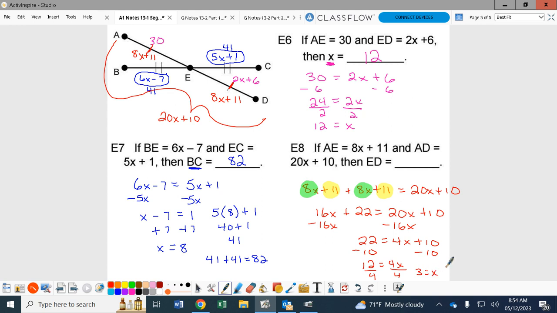Again, your geometry teacher is not going to reteach algebra. You need to know how to solve equations when you get there. You're going to then take that and use that to find ED. We put on here what ED was equal to. We wrote it on there, so we have to plug back into that. So we're plugging back into 8 times 3 plus 11. When you plug into that, that's going to be 24 plus 11, which is going to be 35.